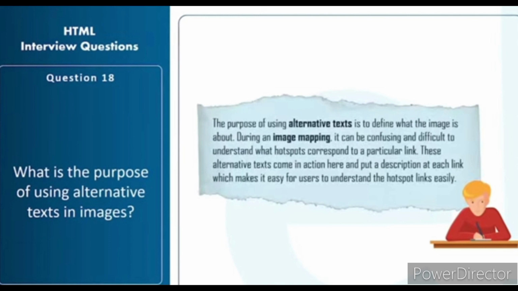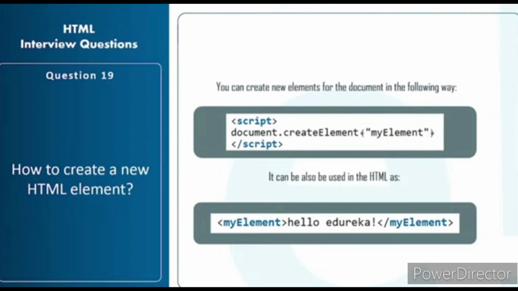And the next question is, how to create a new HTML element? You can create a new element for the document in the following way: script, document.createElement, my element, and close the script. It can also be used in the HTML as follows: my element, hello Edureka or whatever it may be, and close the tag, as shown in the figure. These are examples of creating a new HTML element.